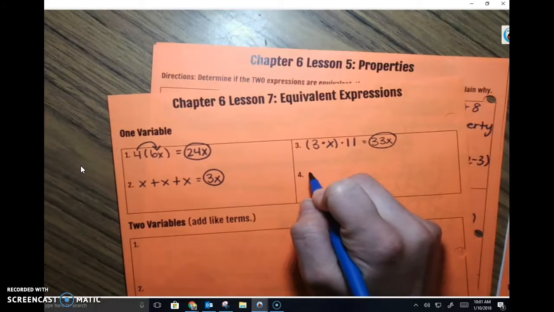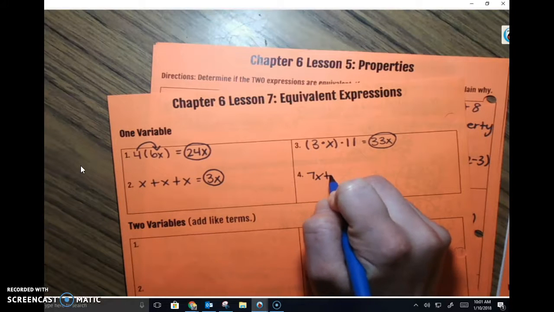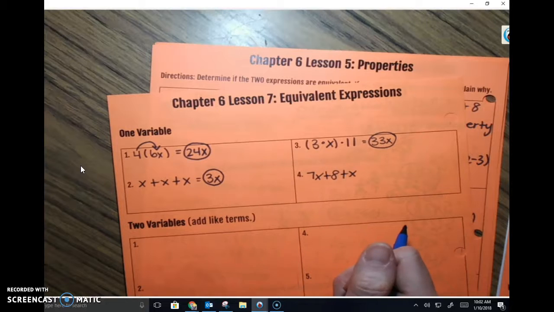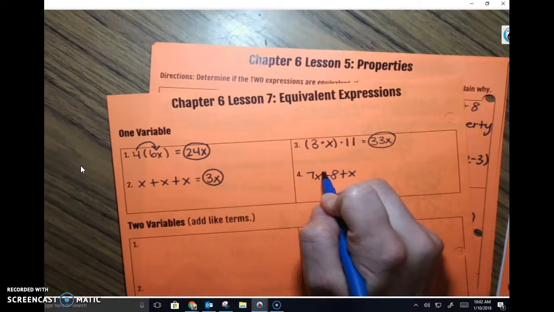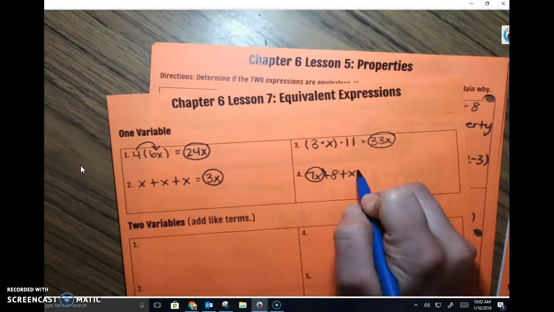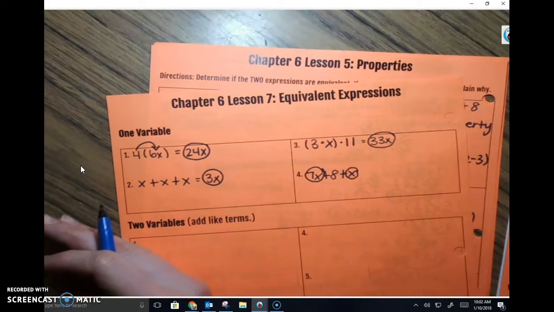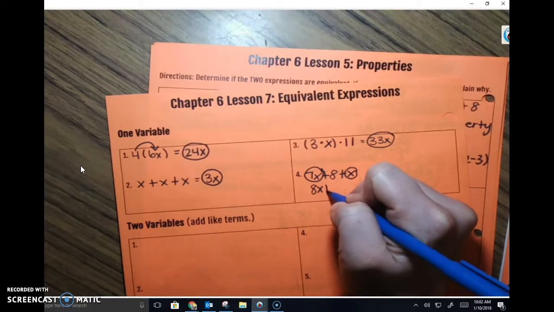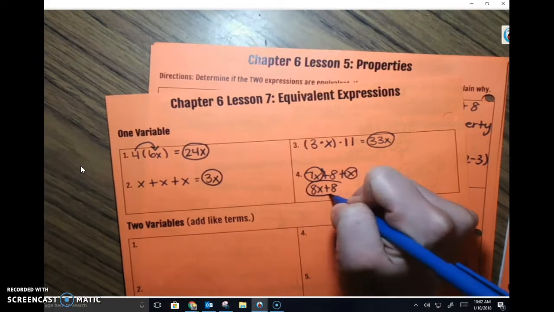Number 4, we have 7x plus 8 plus x. Remember, when we're adding, we can only add the same terms together. So we have 7. This one has an x, and this one has an x. When I have 7x and I put another x together, I have 8x. And then the 8 is just going to stay by itself.